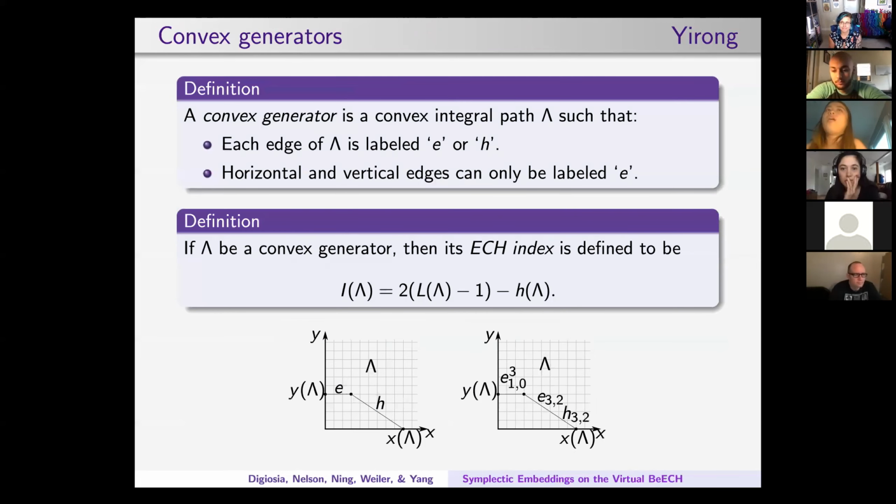Next slide, please. Now I would like to introduce the combinatorial tools that we need to prove our theorem. I'll start with the definition of a convex generator. A convex generator looks something like the ones in the figures here. They are graphs in the first quadrant of a piecewise linear non-increasing concave function. Sometimes we'll add vertical segments to the right of the graph, and the vertices of this graph should always be at the integer lattice points. We label each of the edges to be E or H, but we can only use E to label horizontal and vertical edges. Here, the two figures actually represent the same convex generator.